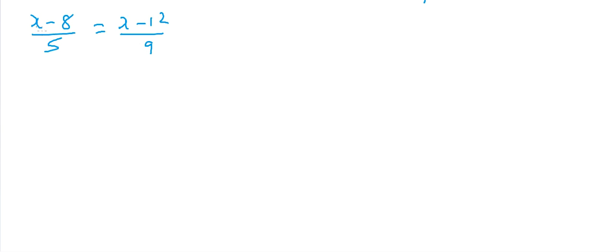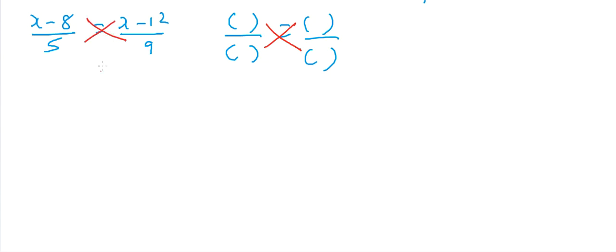Okay, so it's of this form, right? As I said, in that case we need to cross multiply. See, like this, this into this. This is our cross multiplication. So if we cross multiply, what do we get? 9 into x minus 8 equal to 5 into x minus 12.